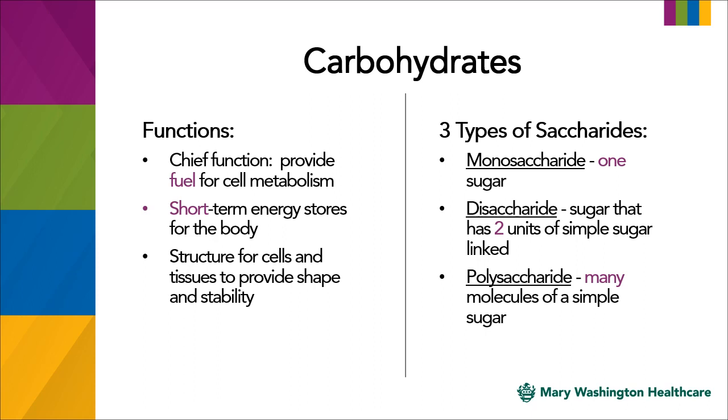Carbohydrates provide fuel for cell metabolism. They're short-term energy stores for the body. They are structure for cells and tissues to provide shape and stability. There are 3 types of saccharides. One is called a monosaccharide, and mono means 1, so it's 1 sugar. Then disaccharide is the sugar that has 2 units of a simple sugar linked. Polysaccharides are many molecules of a simple sugar.